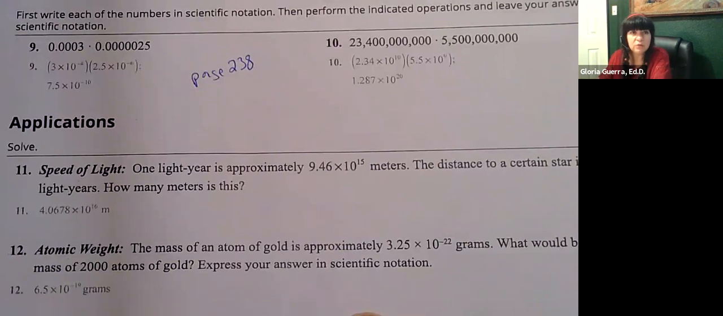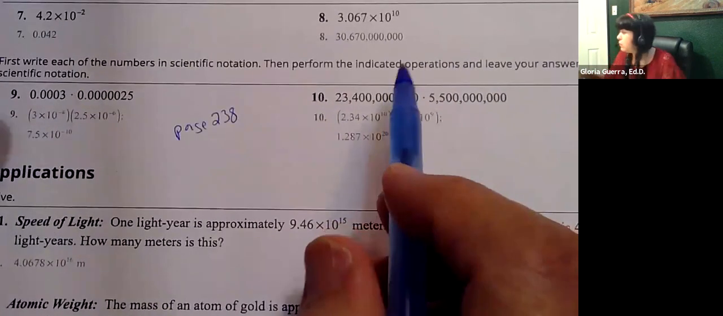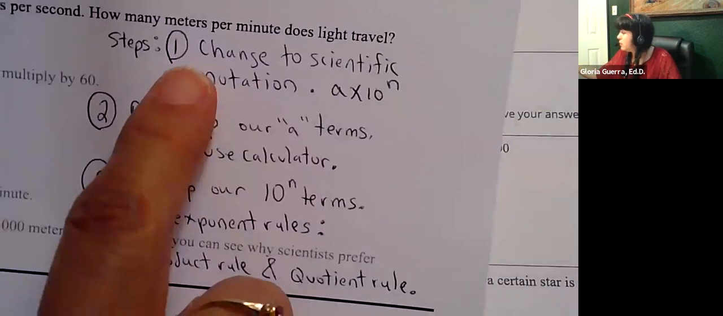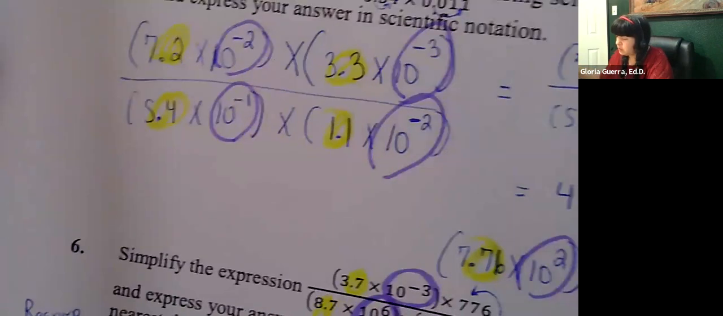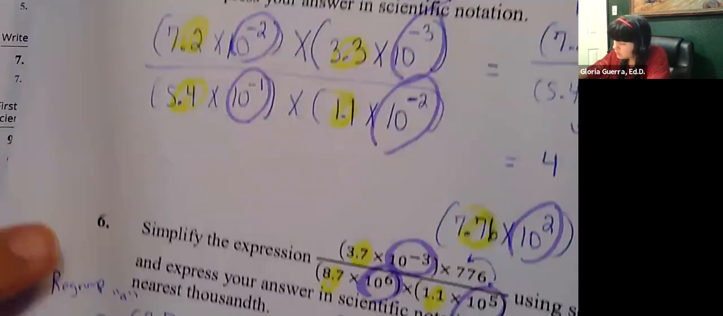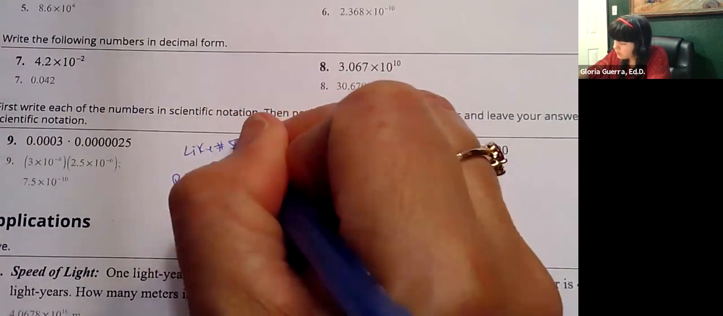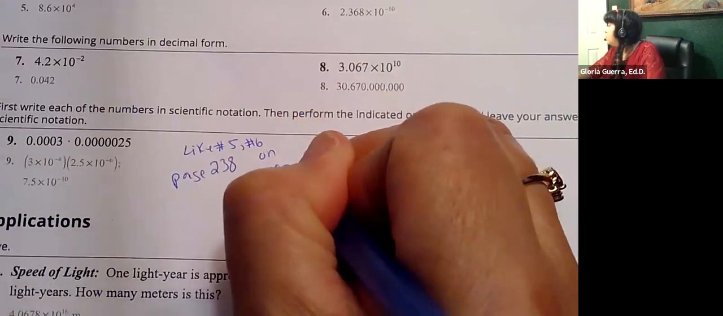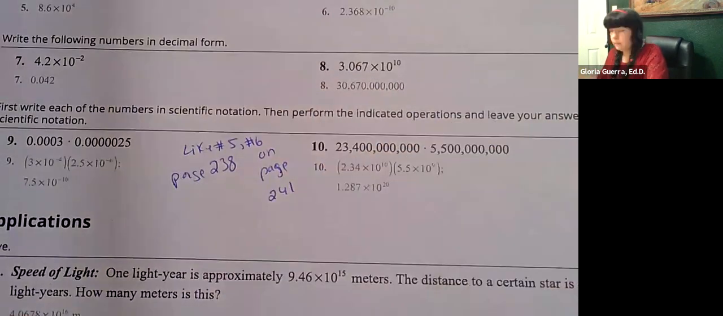Okay, these are the ones, these calculations, you would do those using these steps here, the way we did number 5 and 6. So these two are like numbers 5 and 6 on page 241. That's how you do those.